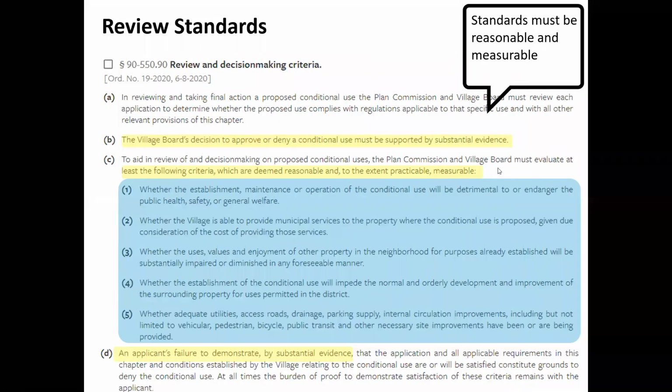Another piece that was added to state statutes is that standards must be reasonable and measurable. So I really like how this community incorporated that. Right before their local ordinance standards, they created this statement. The Plan Commission and Village Board must evaluate at least the following criteria, which are deemed reasonable and to the extent practicable, measurable. I like how the community has said that yes, we've evaluated these things and we believe that they are reasonable and measurable. It's just giving some added weight to them.